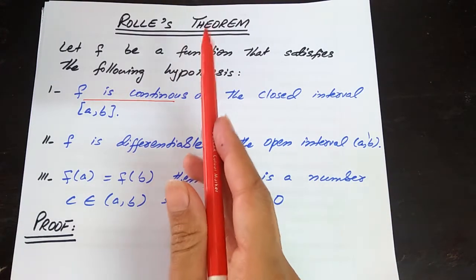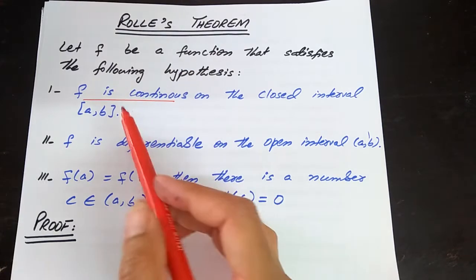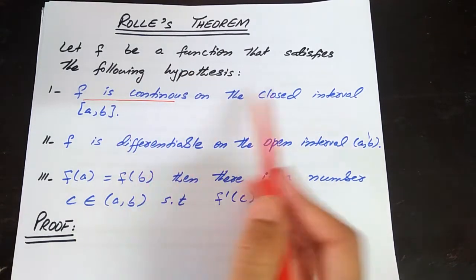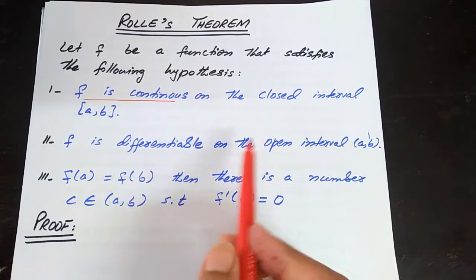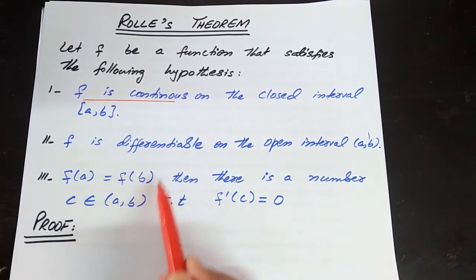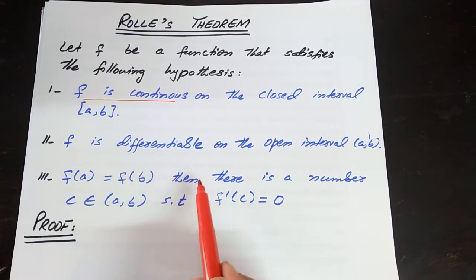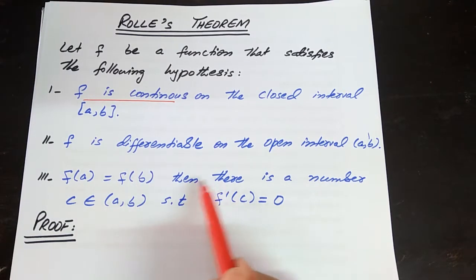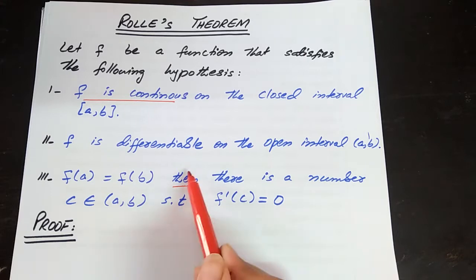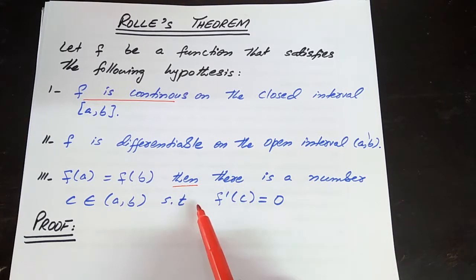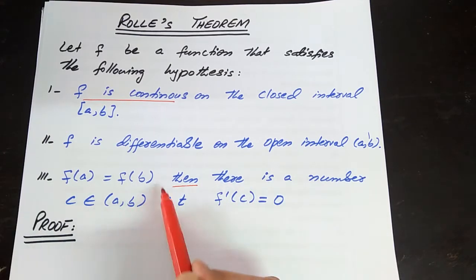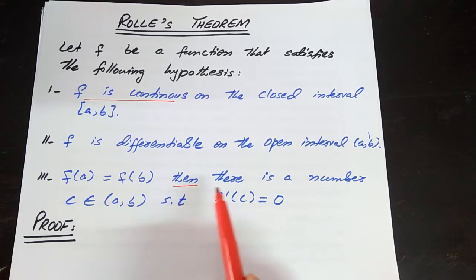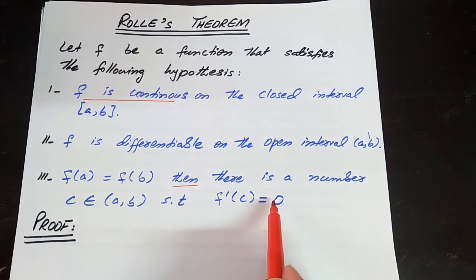We are going to prove Rolle's theorem. What is our given? Our given is f is continuous on the closed interval, f is differentiable on the open interval, and f of a equals f of b. Then what we have to prove, the statement written after "then", is the thing that we have to prove. We have to prove that there is a number c in this open interval such that the derivative at that point c is equal to 0.